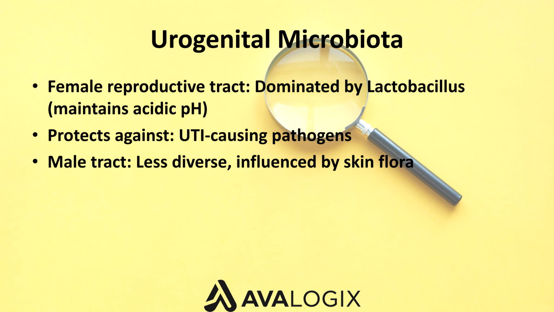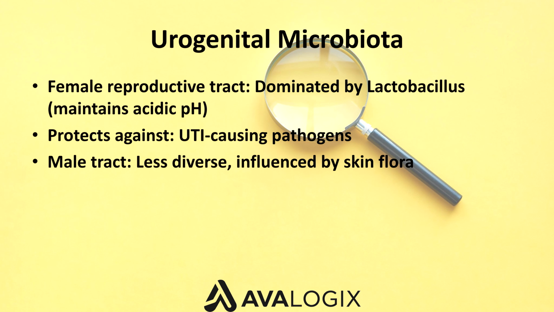The vaginal microbiota is dynamic and shaped by menstrual cycle, sexual activity, contraceptive use, pregnancy, antibiotics, and hormonal changes during menopause. For example, estrogen promotes glycogen deposition in vaginal epithelial cells, which supports Lactobacillus growth.